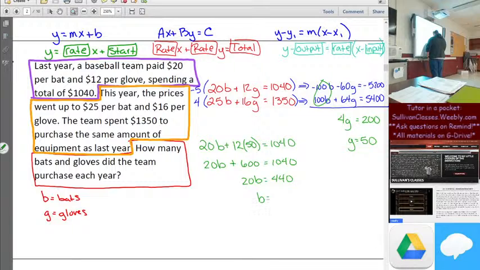Divide 22. Make sure you answer the question too. Don't just leave it because what happens if you chose X and Y instead of B and G? Which one is which might be a little ambiguous. Say 22 bats and 50 gloves.